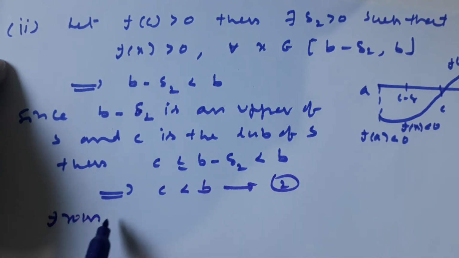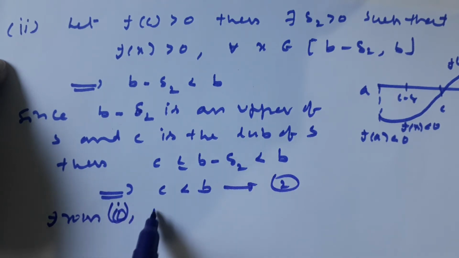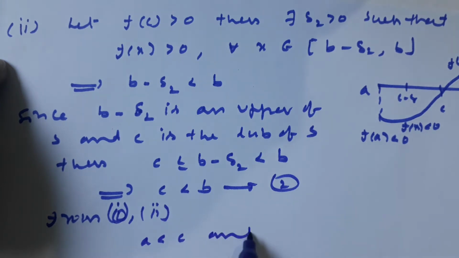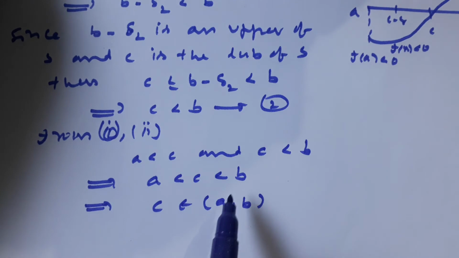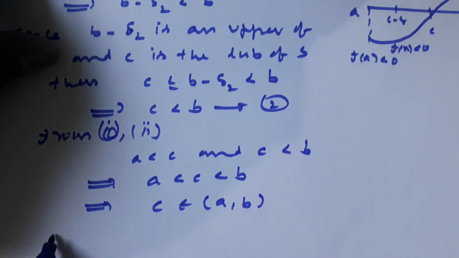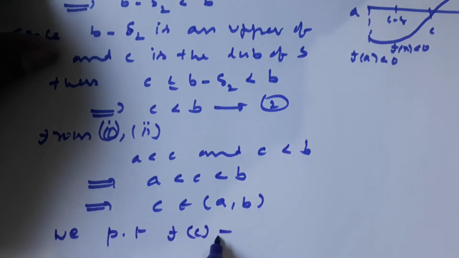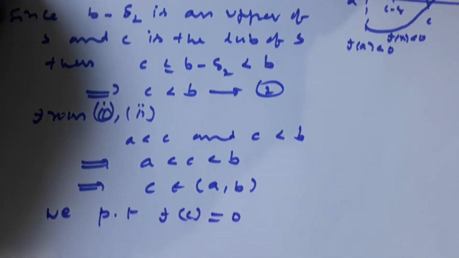From 1 and 2, A is less than C, and C is less than B, which implies A is less than C is less than B. This implies C belongs to the open interval A comma B. Then we have proved that A is less than C is less than B implies C belongs to the open interval A comma B. The remaining thing to prove is that f of C is equal to 0. That is the theorem statement to prove.